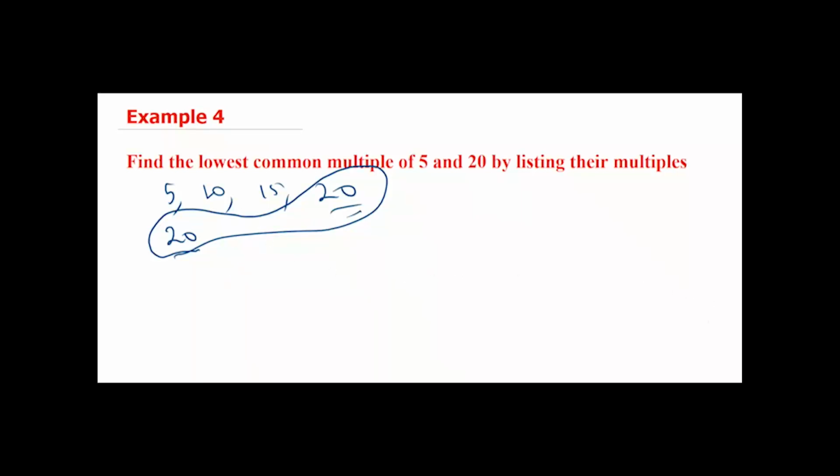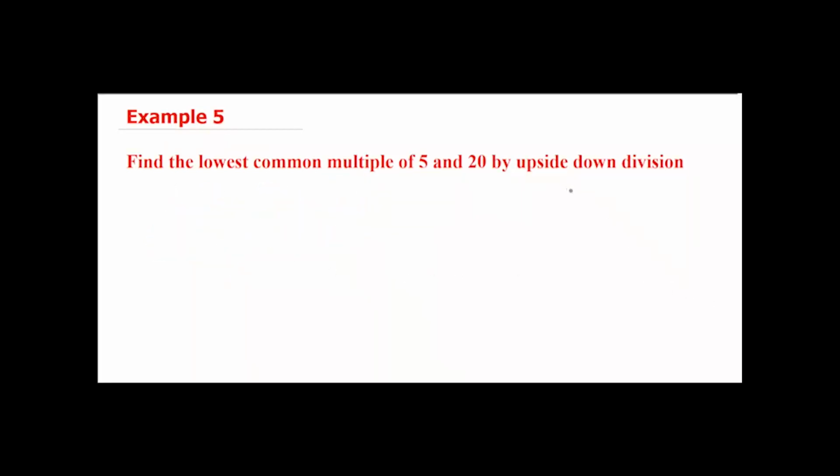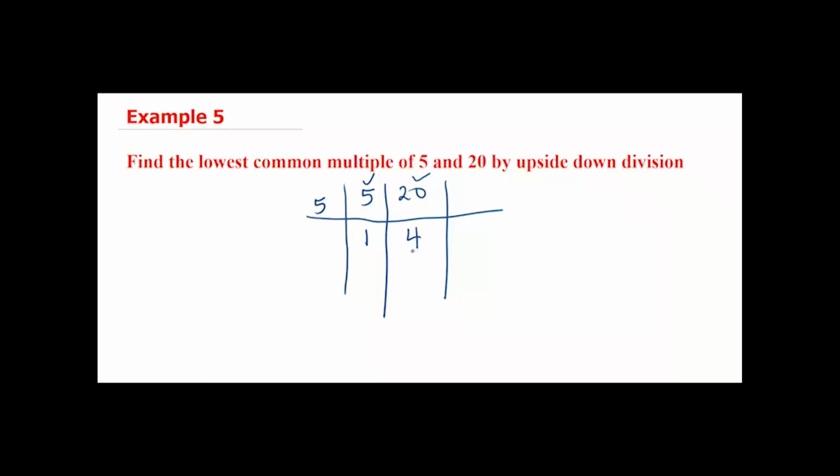Let's see how we can solve the same question by using upside down division. You have 5 here, then you have 20 here, then we can easily divide. What number can go into 5 or 20? I can use 5, and fortunately it can go into both of them. 5 goes in 5 once, 5 goes in 20, that is 4 times. So I'm done with this one.